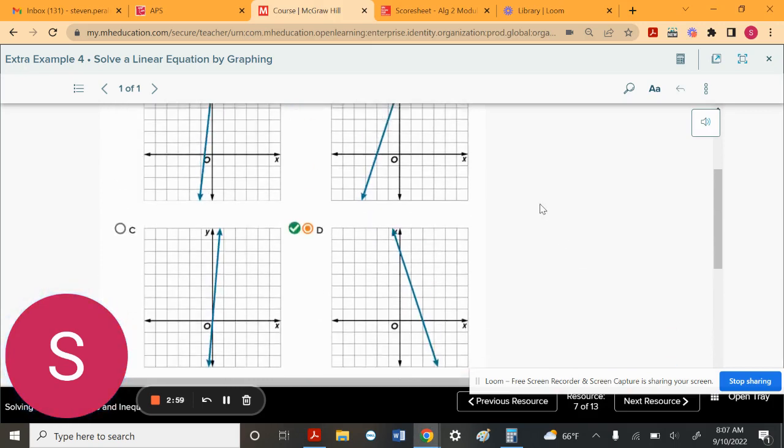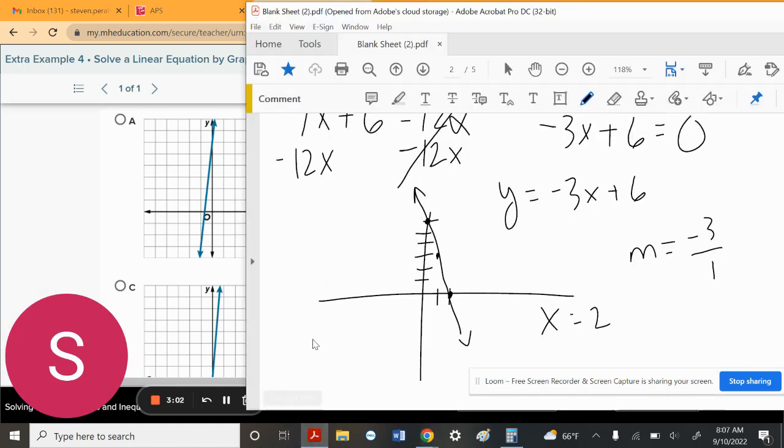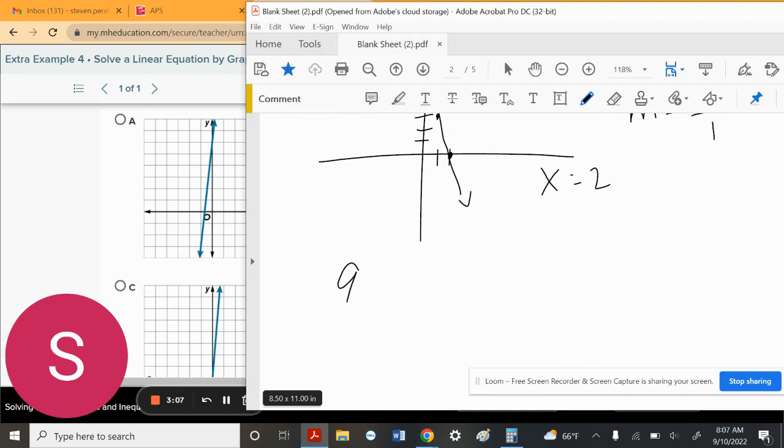But I want to show you something interesting, because notice that I could have done something a little bit different. So there's my original equation. We're going to rewrite that out. So 9x plus 6 equals 12x. So I'm going to move this to the other side.